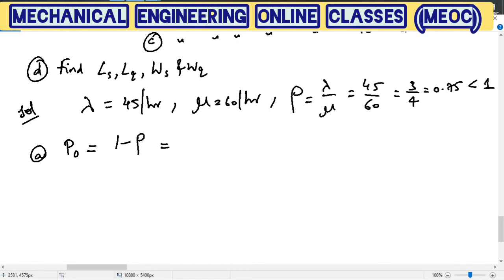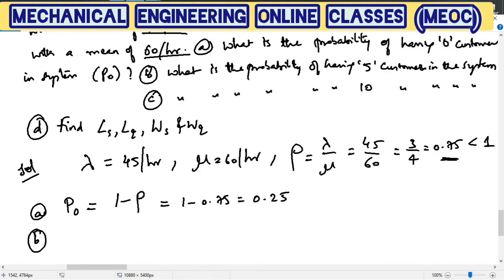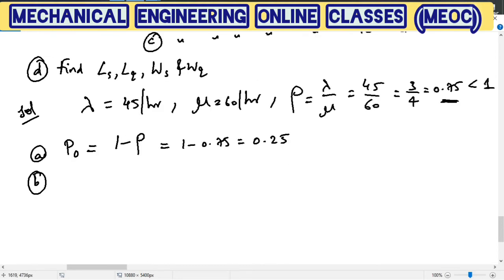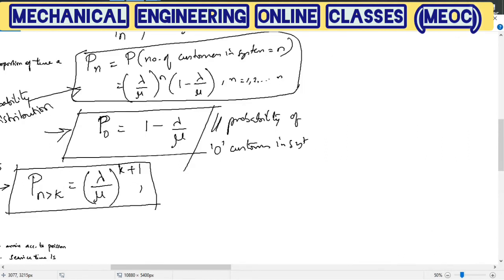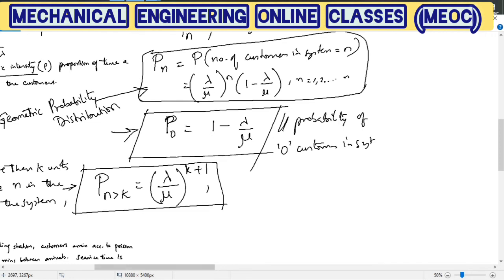1 minus rho, where rho is 0.75. So 1 minus 0.75 is nothing but 0.25. This is the first answer. Then B. What is the probability of having 5 customers in the system? Means P5. So if we go back to the formula of the geometric probability distribution, Pn, here n is 5 in the given question. Then if n is 5, P5 will be lambda by mu, or otherwise lambda by mu is simply rho, rho power 5 into 1 minus rho.